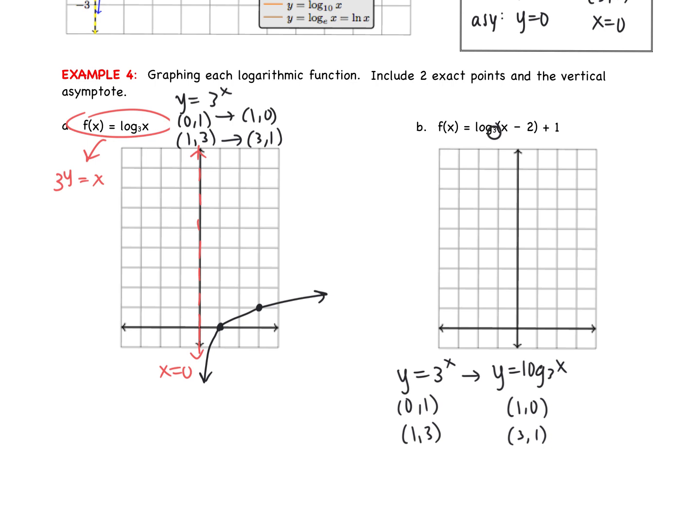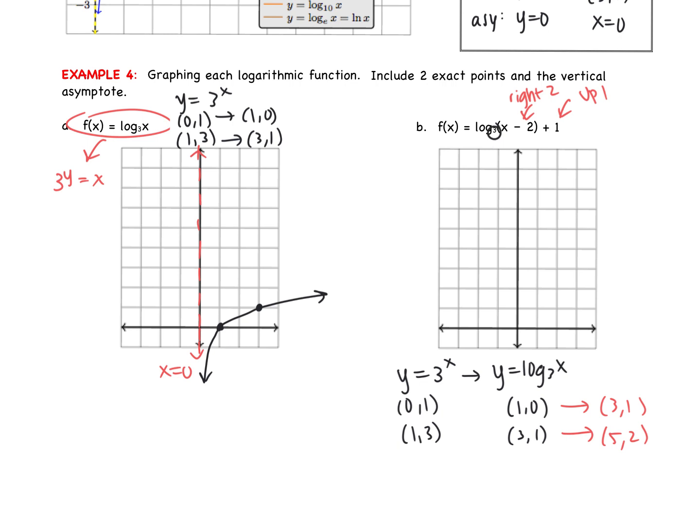Now, I'm not done because I still have to consider the -2 and the +1. That -2, what is that going to do? Move us right 2. So this is going to become 3 comma something, and this will become 5 comma something, if I move right 2. What is the +1 going to do? Up 1. So that 0 will become a 1, and that 1 will become a 2. So these will be our new points.